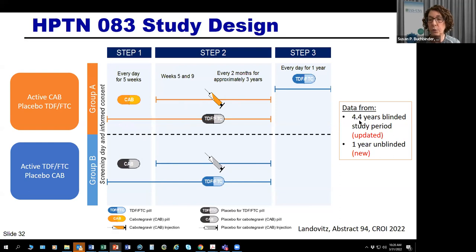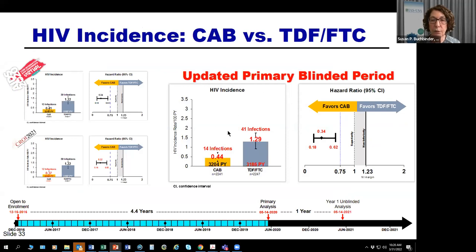And we have 4.4 years of blinded study follow-up. So they updated those numbers, and then they presented brand new 1 year of unblinded data. So these are the updated primary blinded data. They were presented at AIDS 2020 and at CROI 2021. And now they have 14 infections in the cabotegravir arm, 41 infections in the TDF-FTC arm. So a relative reduction of 66% in the risk of infection in the cabotegravir arm compared to the TDF-FTC arm. So it was shown to be superior.